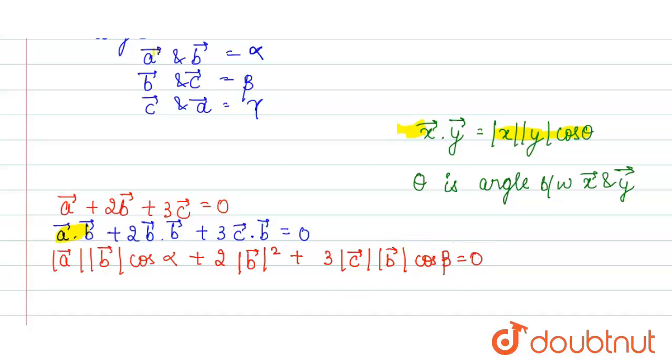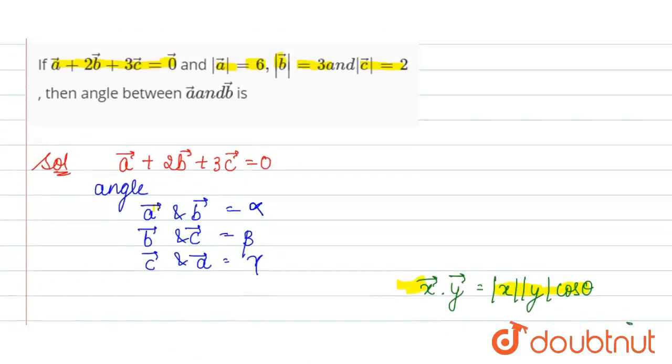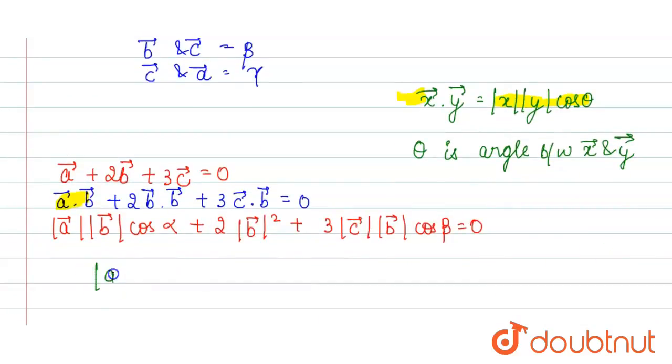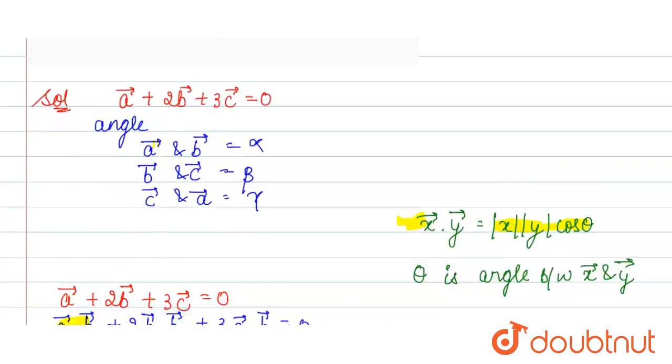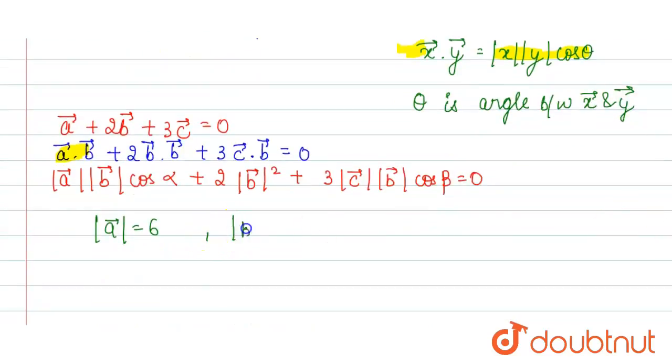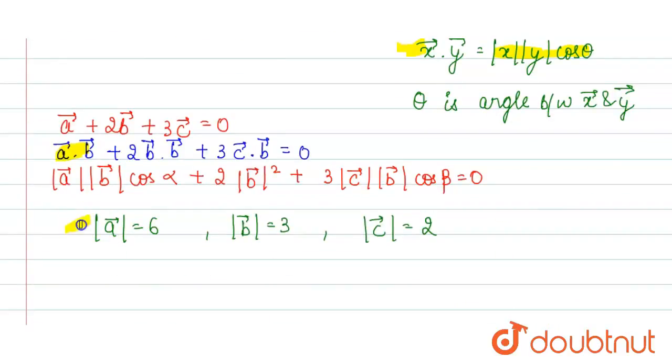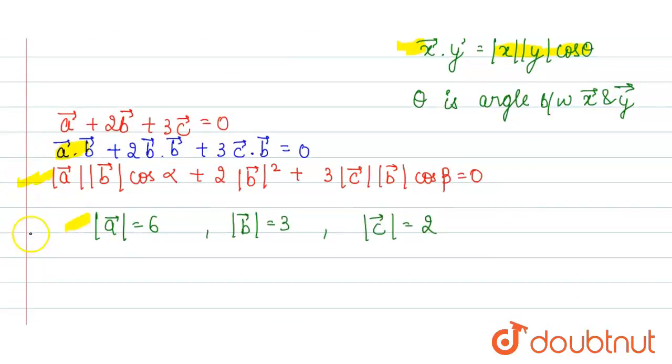equal to 0. And here in the question we have the value of mod of a vector, that is 6, mod of b vector is equal to 3, and mod of c vector is equal to 2. So put these values in this expression.